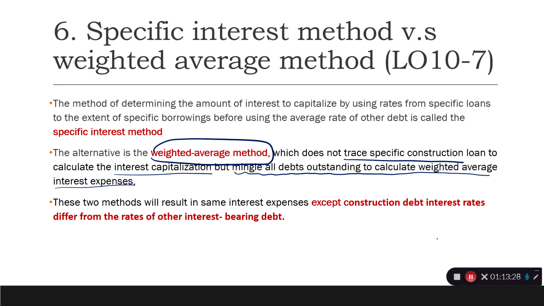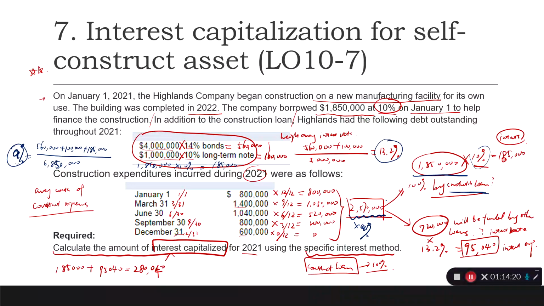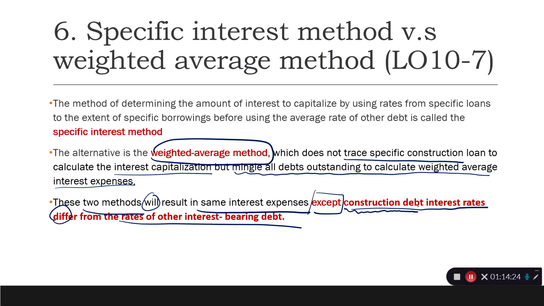So these two methods will always result in the same interest expenses, except when the construction loan's interest rate is different from the rate of other borrowing. In other words, when a company is funding self-constructed PP&E, plants or property, they can capitalize those interest expenses, but at the same time you have to consider whether they borrowed specifically for the construction, or they just use whatever outstanding loans or line of credit they have to fund it. Usually the construction debt's interest rate would be different from the other line of borrowing, so these two methods will give different answers, unless the construction debt and other interest-bearing debt have a similar interest rate.